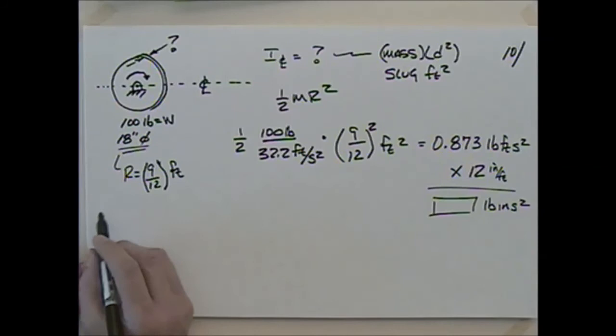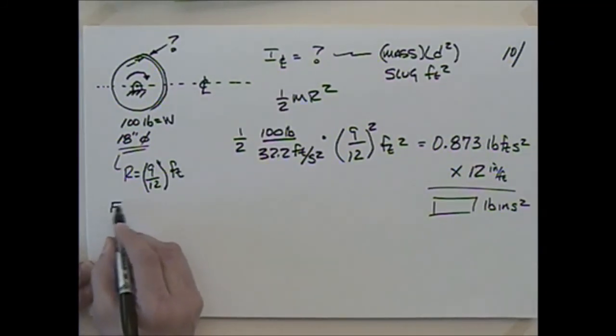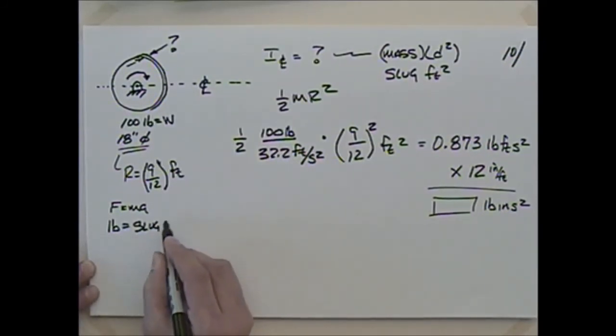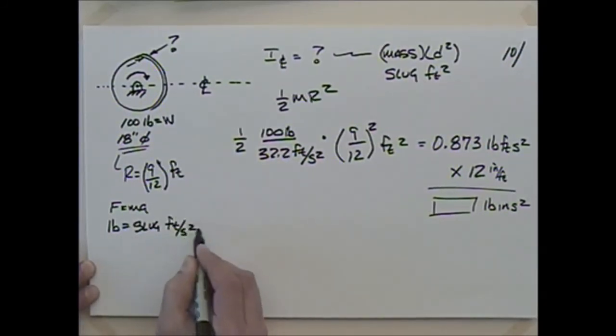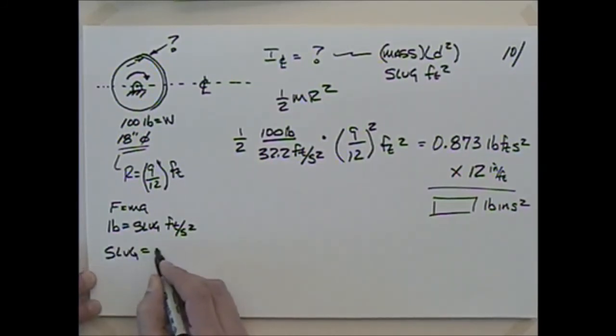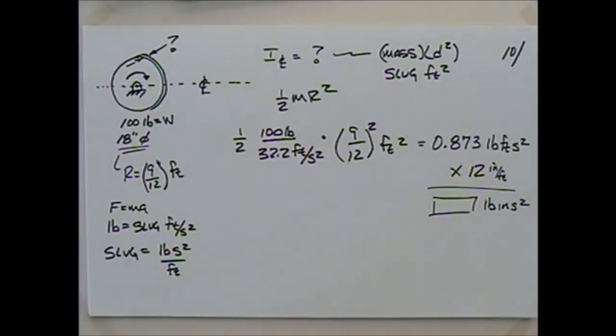If we go to Newton's second law, force is equal to mass times acceleration, we would have then that a pound would be equal to a slug times the acceleration of a foot per second squared. So we can say then that a slug is equal to a pound times second squared divided by a foot. This is just getting more fun as it goes, isn't it? Okay.